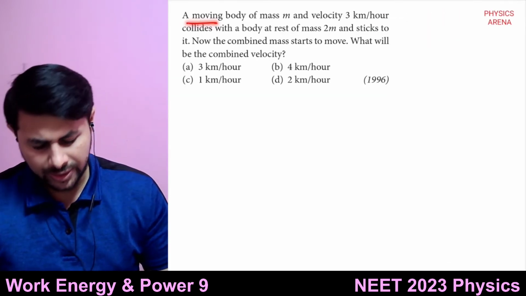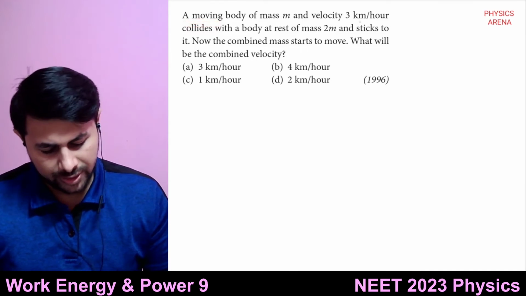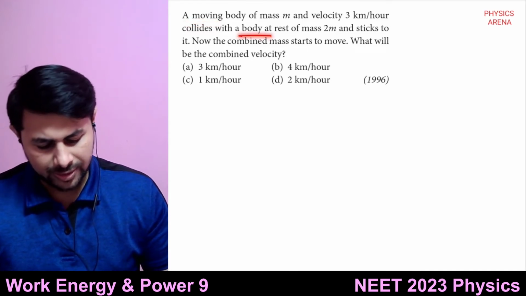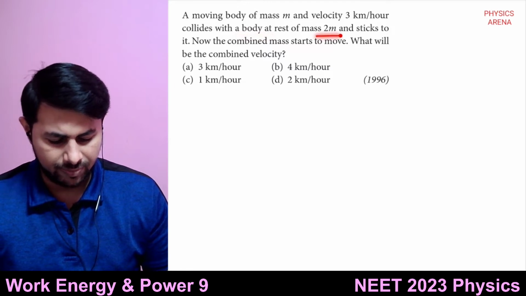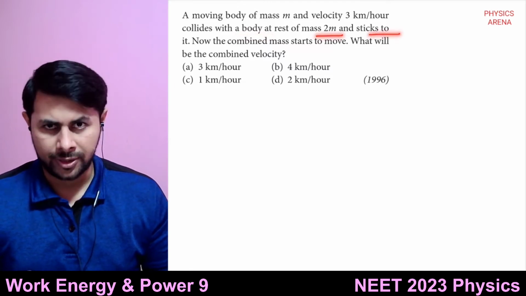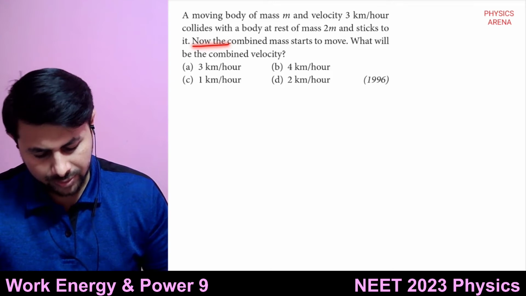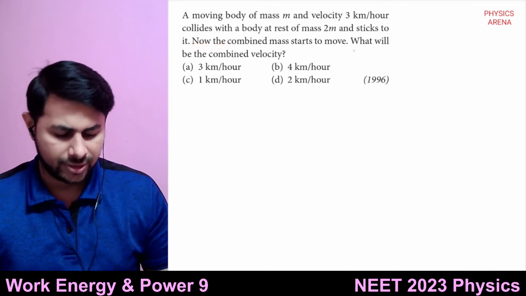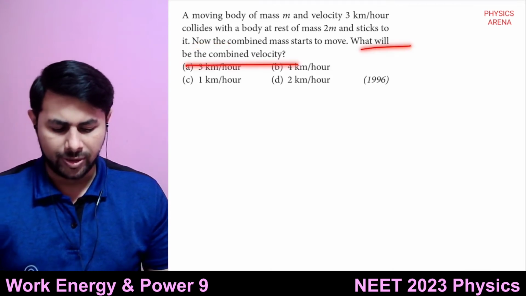So a moving body of mass m and velocity 3 kilometers per hour collides with a body at rest of mass 2m and sticks to it. Now the combined mass starts to move. What will be the combined velocity?